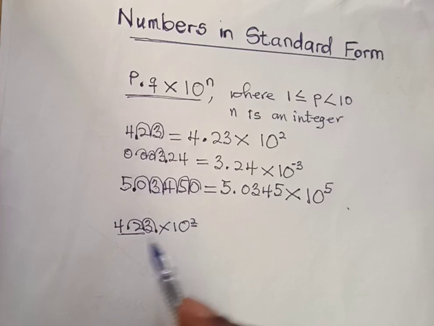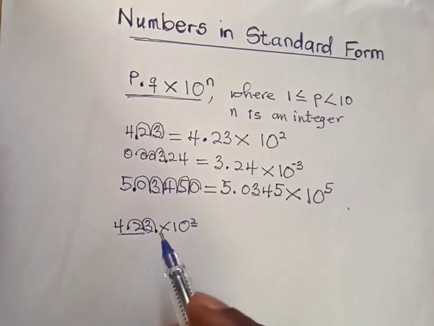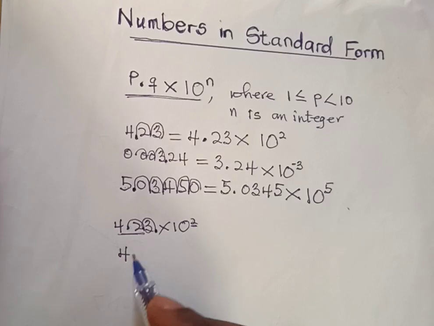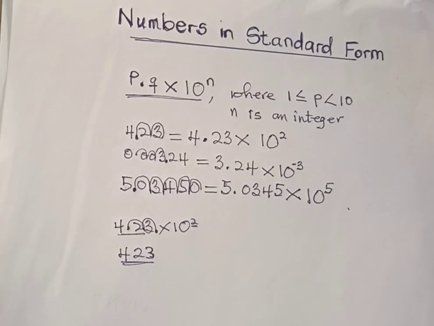Where does it end? This time my point will not be here, but the point will be here. Then I will get 423. Since the point is here, then I ignore it. So this gives me the answer.